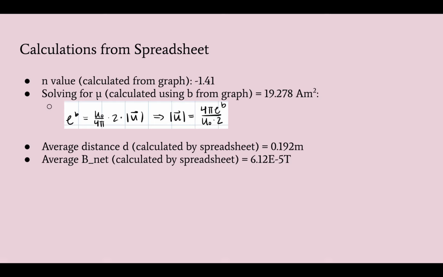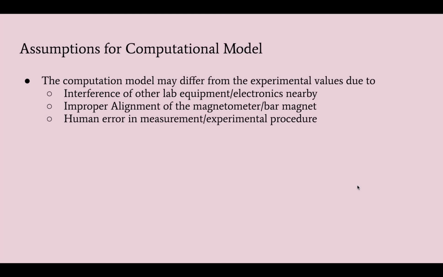And then here are some calculations just to put them all in one place. The n value, like I said, we calculated, and then solving for mu, and this is the formula and the thought process I used to solve for mu. And then the average distance D, which I mentioned, was calculated by the spreadsheet, and so was the average B net. For the assumptions of the computational model, the model may differ from experimental values due to interference from other lab equipment, electronics nearby, improper alignment of the magnetometer and bar magnet, and also human error.